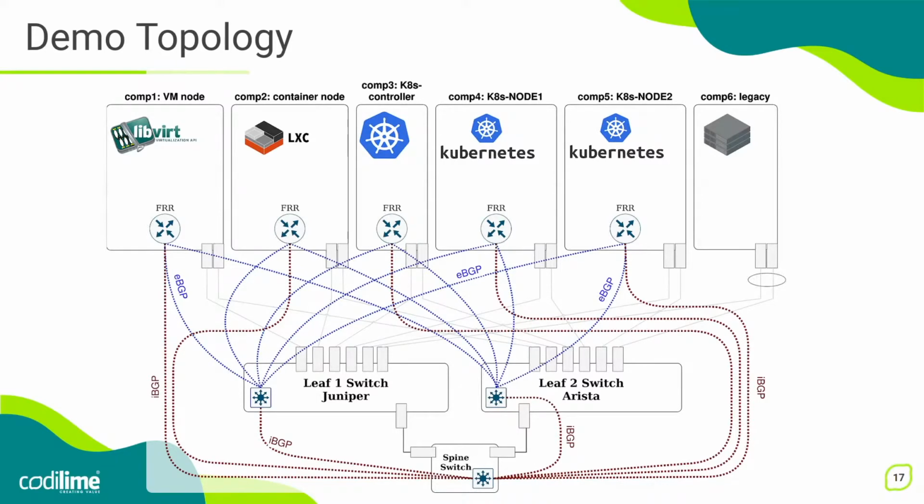The second type of neighborship is internal BGP. All of the nodes that are hosting the FRR are connected to the spine switch. The spine switch is acting as a route reflector, and the internal BGP protocol is used for the AVPN family to advertise resources that are placed on each compute node.